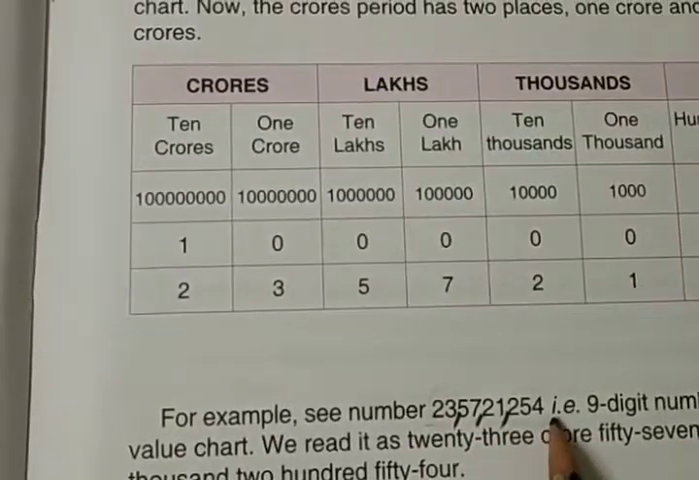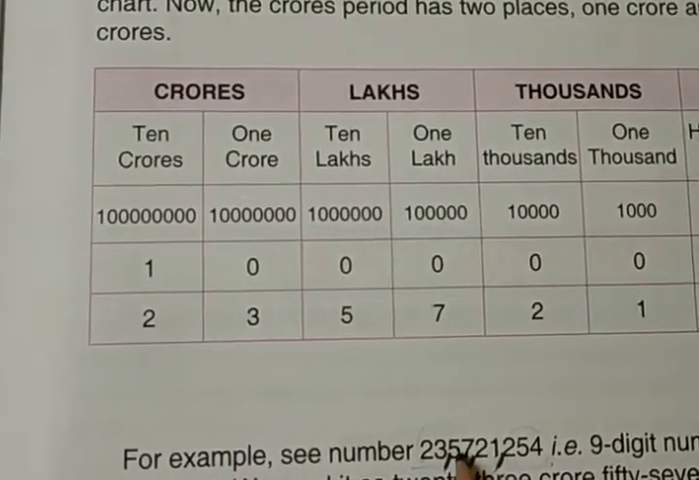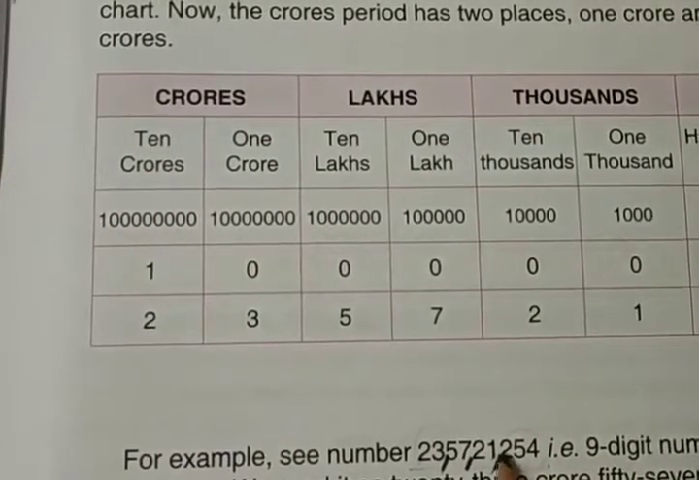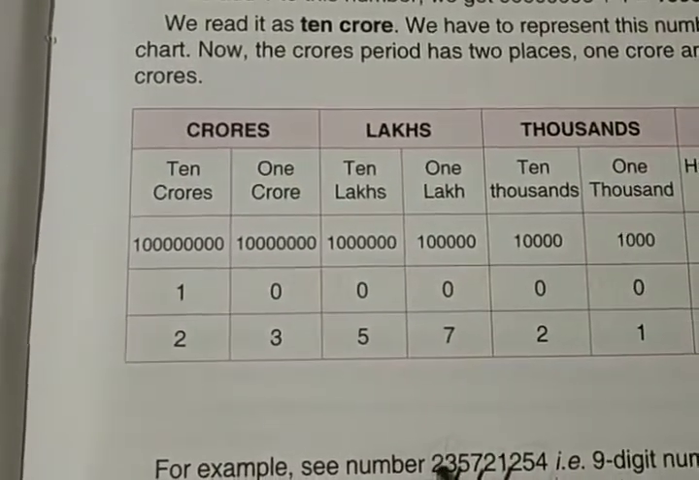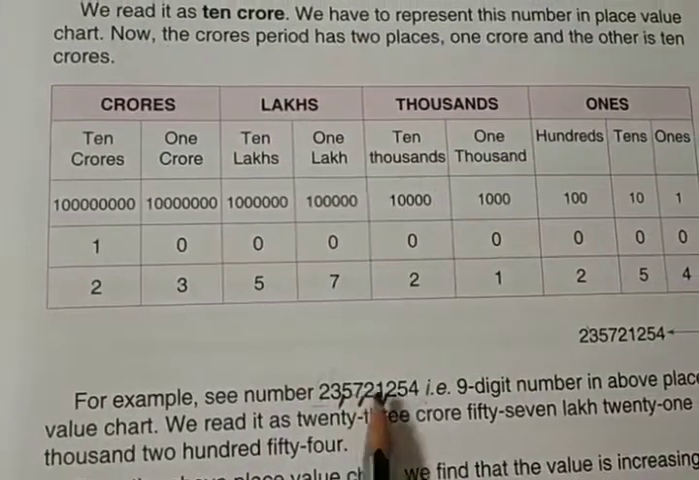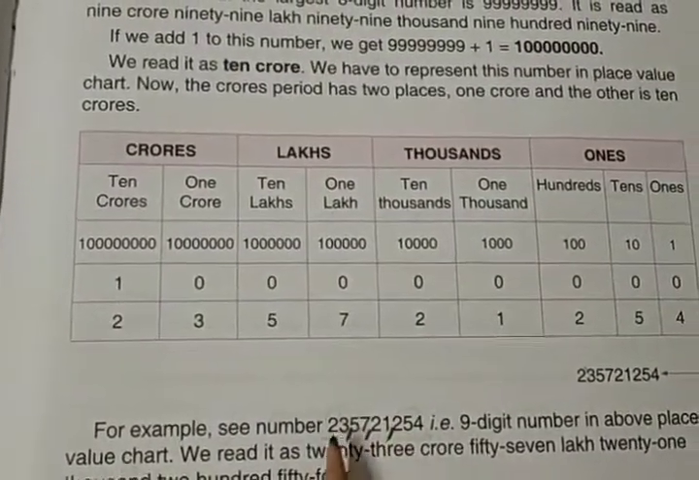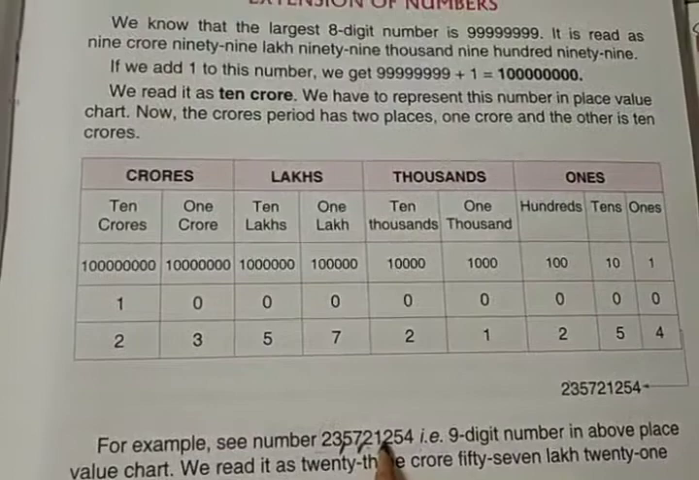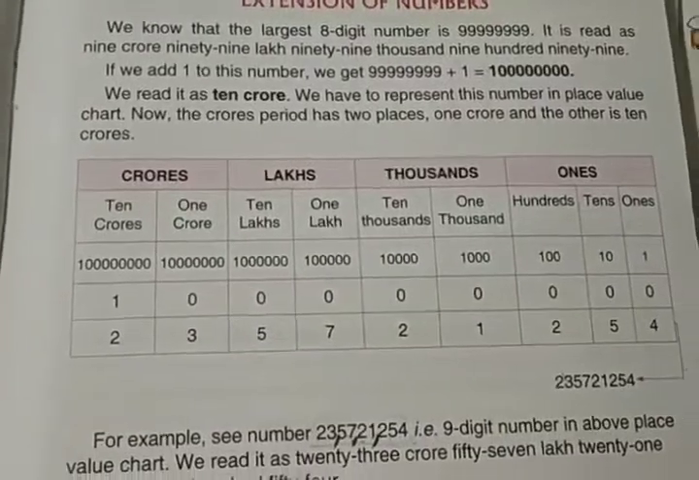So how do you read this number? This number is read as 23 crore 57 lakh 21,254. Once again, this is 23 crore 57 lakh 21,254. So this is how you read a 9-digit number.